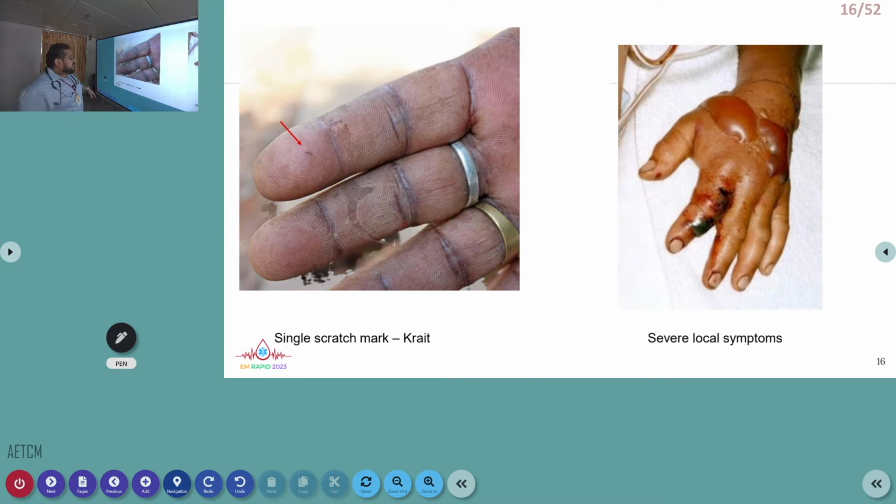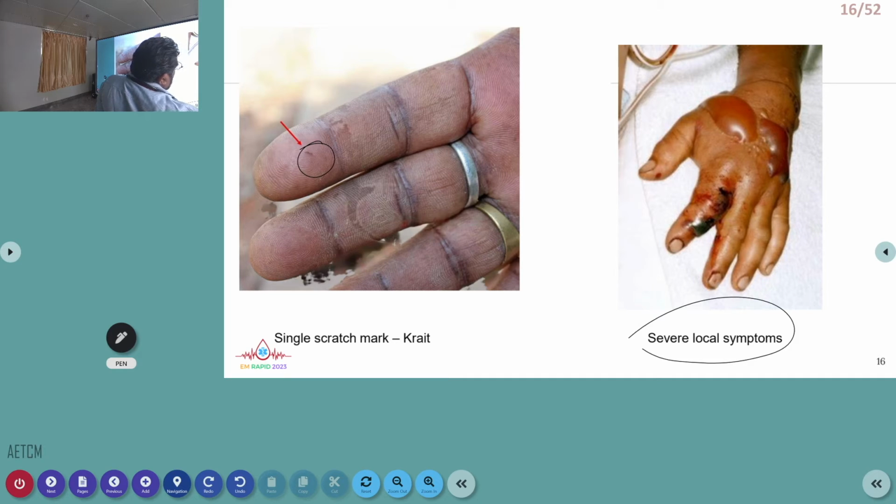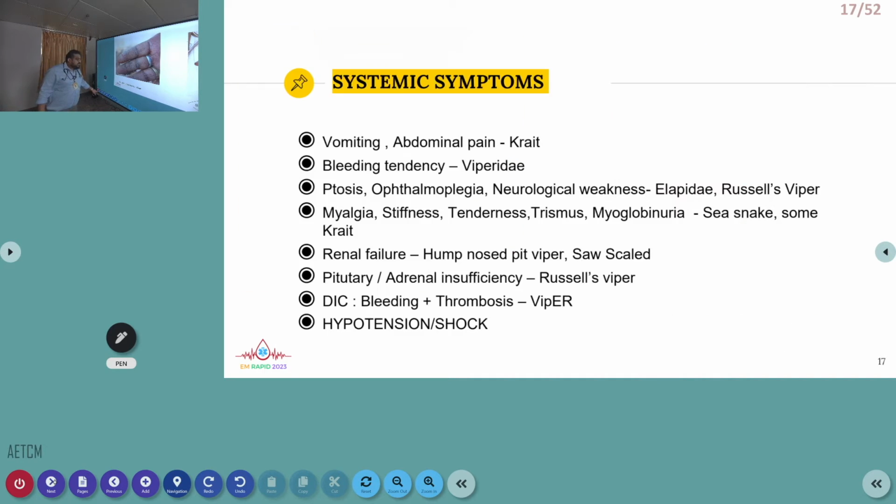This is again the small scratch mark that you are able to see here. This is again a severe local symptom. You can see the blistering, the blood formation, the erythema, and the blackish discoloration, all of which you are able to appreciate in that image.